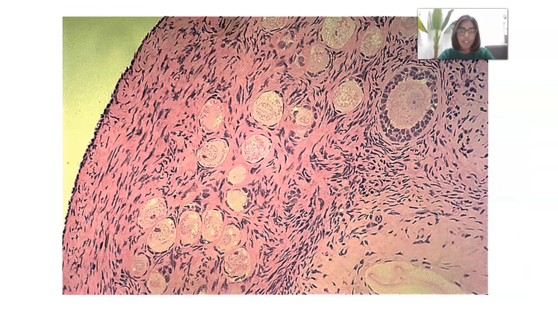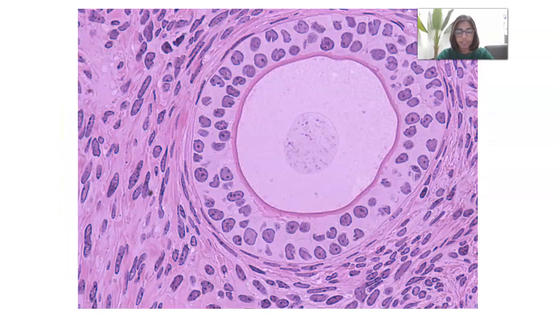Here we've just got an electron micrograph image just showing that ovarian tissue, and you can see these primary oocytes within the primary follicle. Here you can see a closer up image. You can see there's just 2 layers of cells around this oocyte.